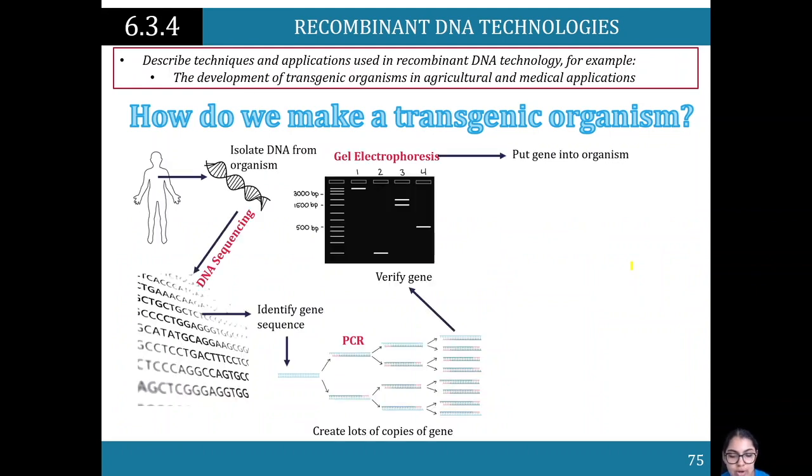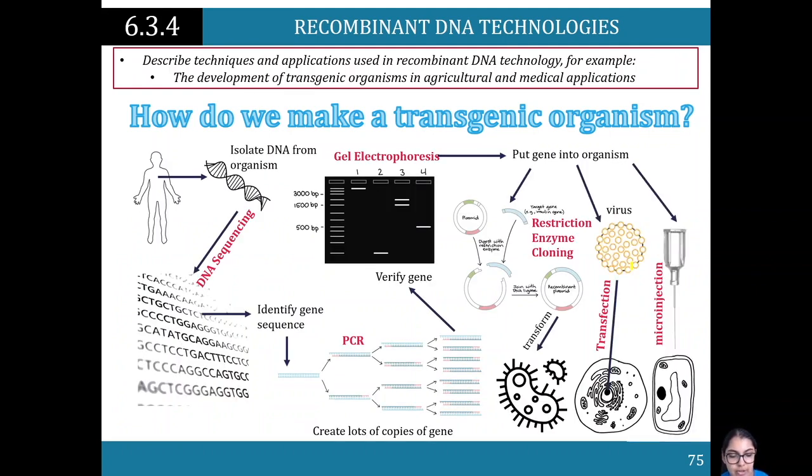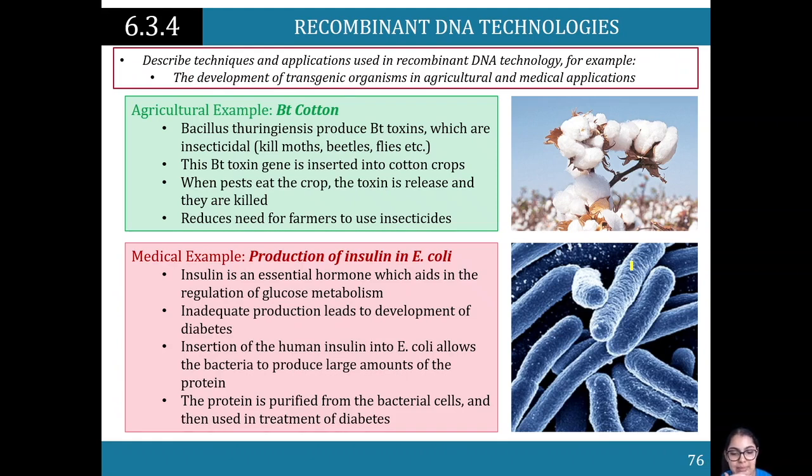Okay, here we go. That's the whole process. I will leave that for you to have a look at. Let's talk about some examples. So agricultural example, Bt cotton.